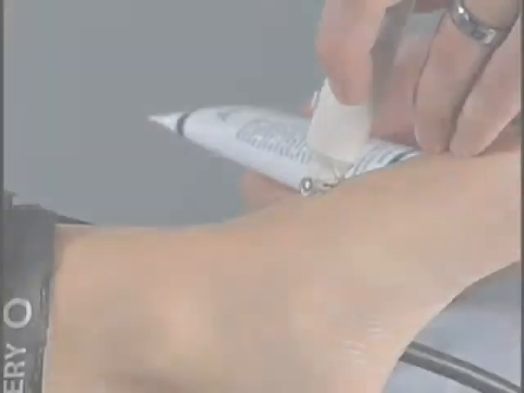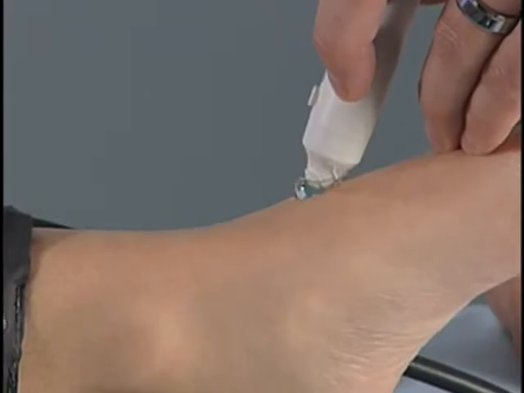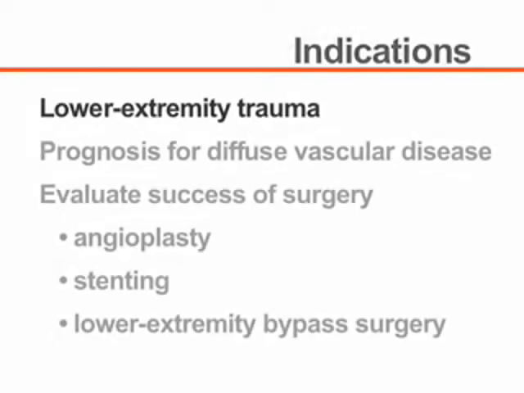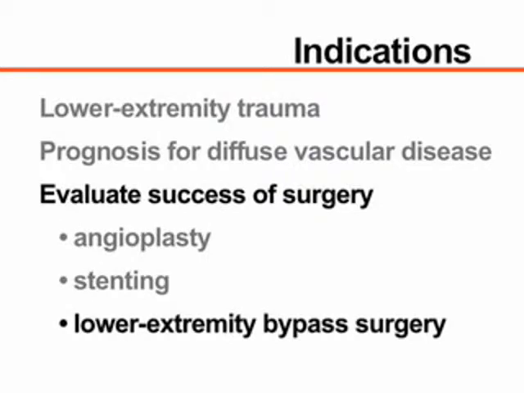In addition, the ankle brachial index is indicated in the evaluation of vascular compromise in patients with lower extremity trauma. It may also be useful to estimate prognosis in patients with diffuse vascular disease and to evaluate the success of an interventional or surgical procedure such as angioplasty, stenting, or lower extremity bypass surgery.